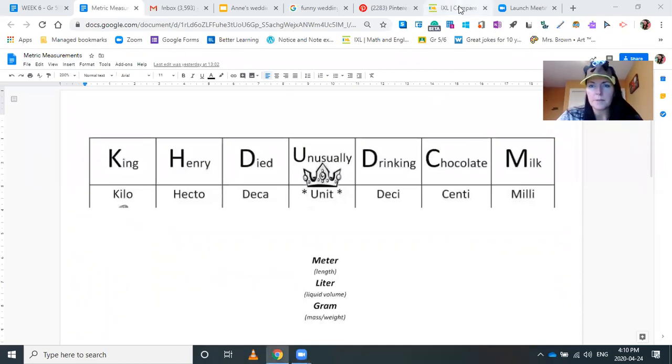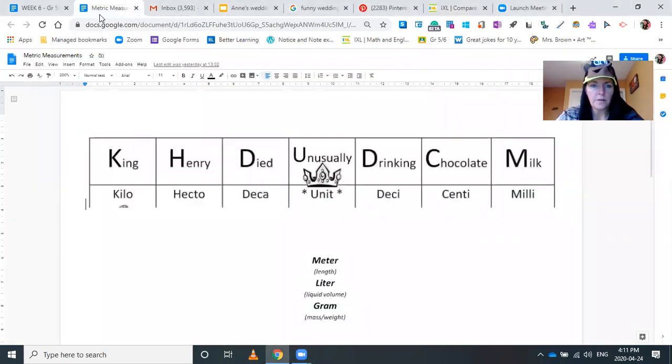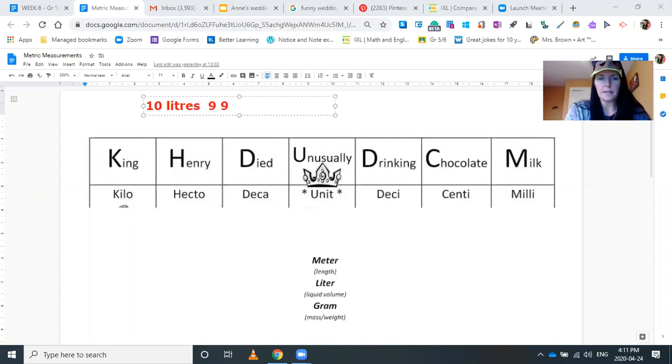Okay, so we'll have to read the question one more time. We have got 10 liters or 9,999 milliliters. So let's look at that metric measurement. All right, so 10 liters. Remember, when we are writing these down, I'm just going to write them here, 10 liters. And we've got 9,999 milliliters, right?